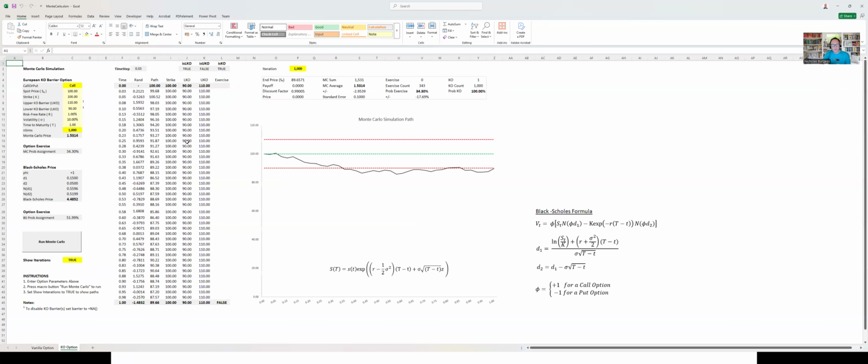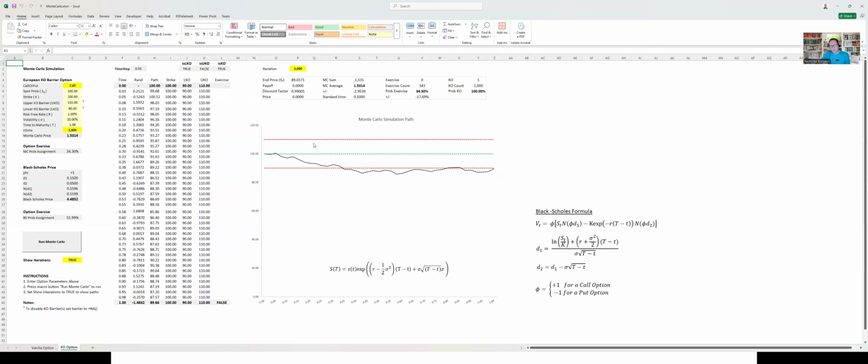Now, if I want to do something more exotic, in this case, I'm looking at a double knockout barrier option here. So I've got two barriers, an upper barrier and a lower barrier. To be in the money, I still need to be above my strike. I'm a call option, so I need the price to be above my strike to be in the money. But the way this works now is that if the asset price at maturity, because it's European, is outside of the barrier range, it gets knocked out. So if I go above the upper boundary, I get knocked out. If I go below the lower boundary, I get knocked out.